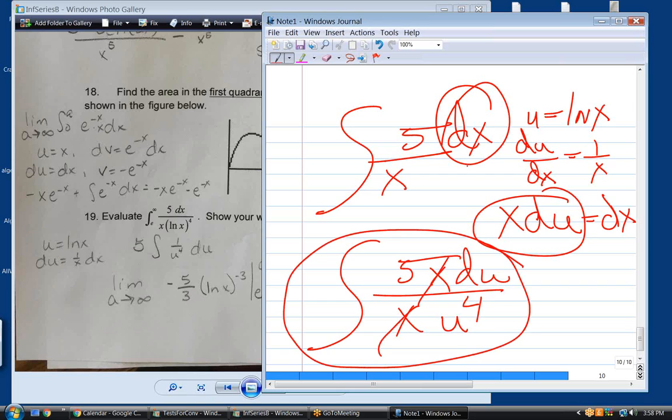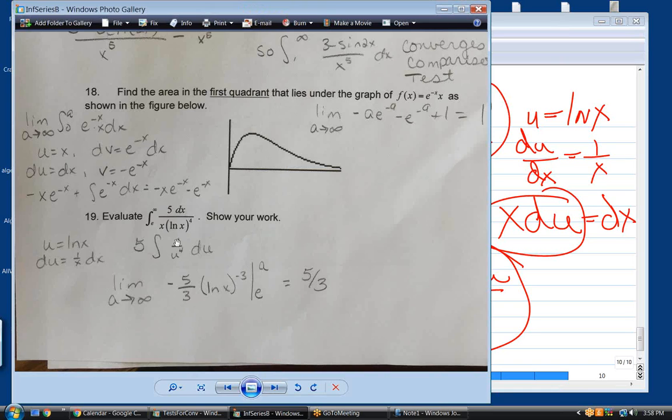So whenever you see a natural log function that you know that you're going to have to let u equal that, well then look for the derivative of that to be in the denominator, not the numerator. And of course, once you integrate it, this 1 over u to the 4th, that integrates to minus 5/3 u to the minus 3rd. And as that goes to infinity, it ends up going to that number.